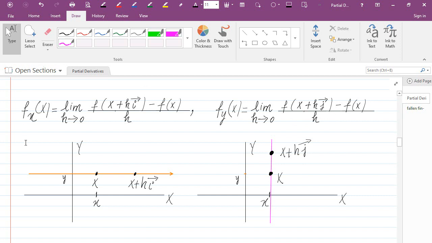So in the case of the partial derivative of f with respect to x, notice that y is being fixed and the input is changing only in the first coordinate. And in the second case, when we are looking at the partial derivative of f with respect to y, x is being fixed, the first coordinate x is being fixed, and the second coordinate y is varying.